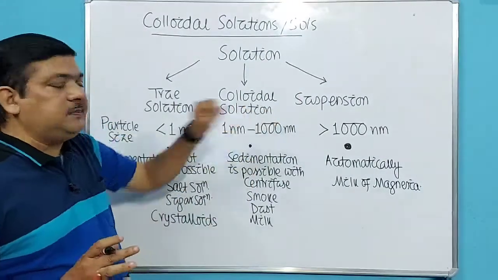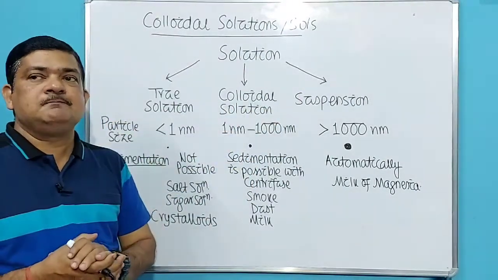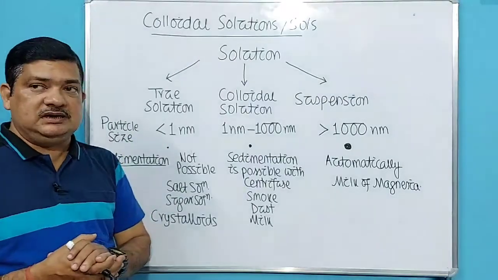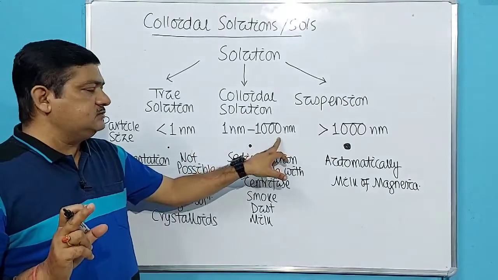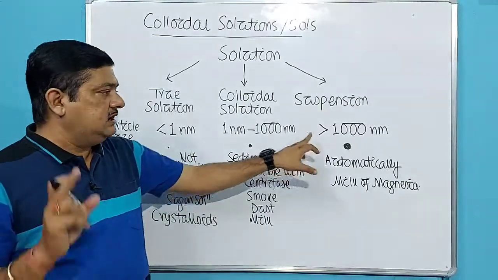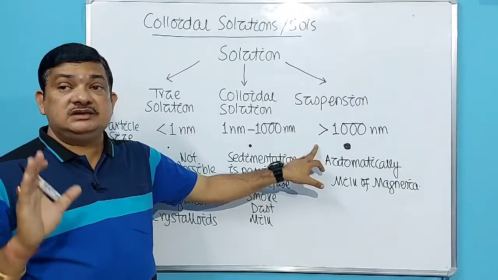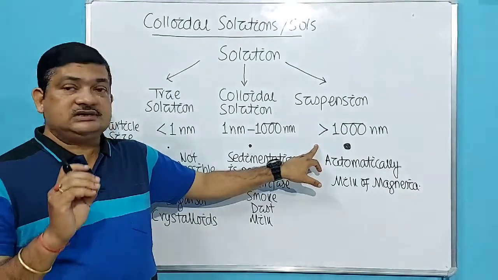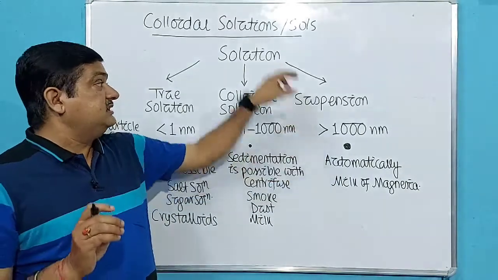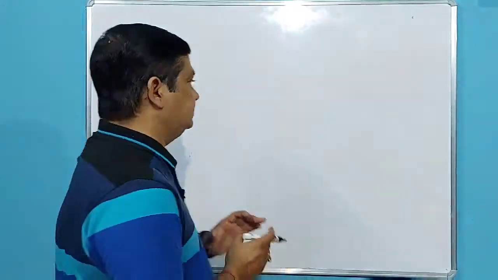So purely you have to remember the particle size. By the next class, all of you should remember it. Less than 1 nanometer, true solution. 1 nanometer to 1000 nanometer, colloidal solution. Greater than 1000 nanometer is suspension. Now it must be clear to you. Next we'll discuss some points regarding these three, and compare true solution, colloidal solution and suspension.